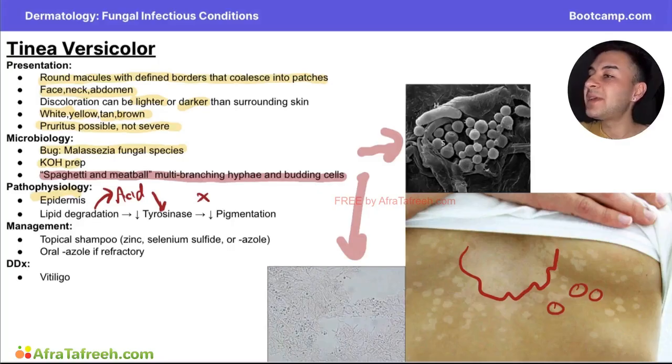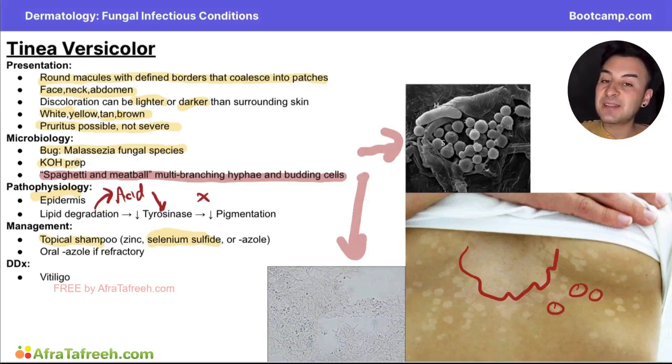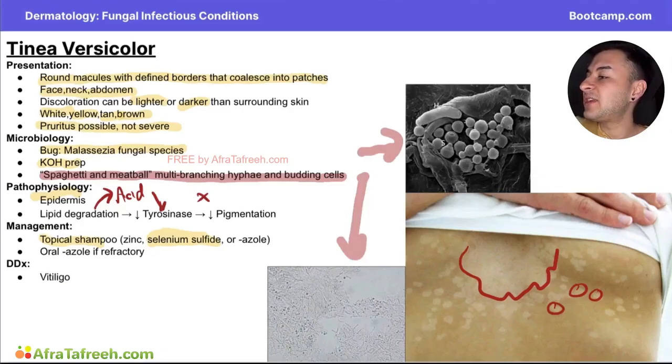In terms of management, we're going to use topical shampoos, the most high yield of which will be selenium sulfide. In terms of our differential diagnosis, vitiligo is going to be the top one, but remember that vitiligo loves to attack the extremities, so think like fingertips, toes, tips of the nose, ears, whereas tinea versicolor is going to be more of a central disease pattern with it appearing on the chest and the trunk and the axilla, areas where it is warm. So that's how you're going to differentiate here between vitiligo and tinea versicolor.